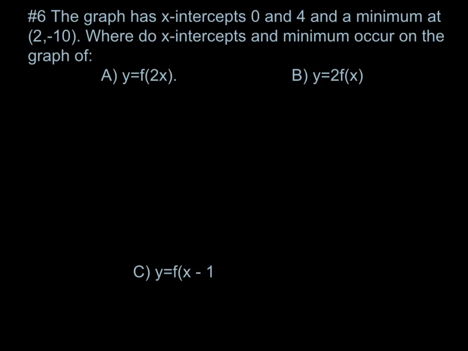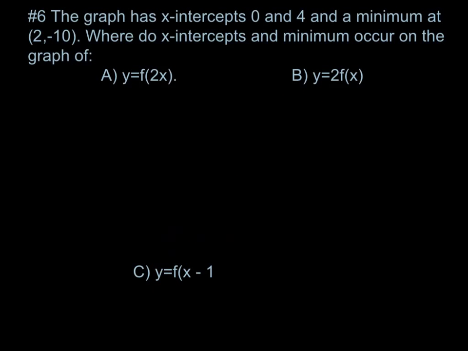Okay, finally, we're going to do parts A, B, and C of this last example. Read along with me, please. You're going to need to copy this down, too. The graph has x-intercepts 0 and 4, with a minimum at 2, negative 10. Where do the x-intercepts and the minimum occur on these 3 graphs?